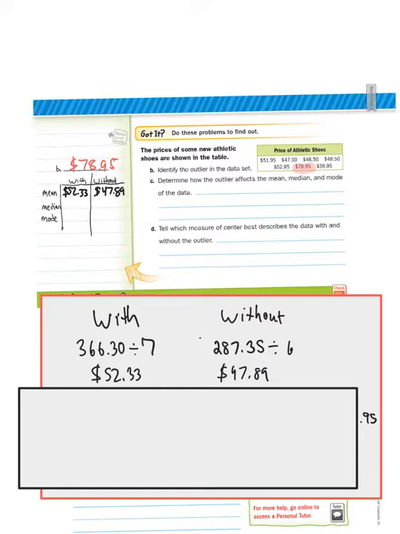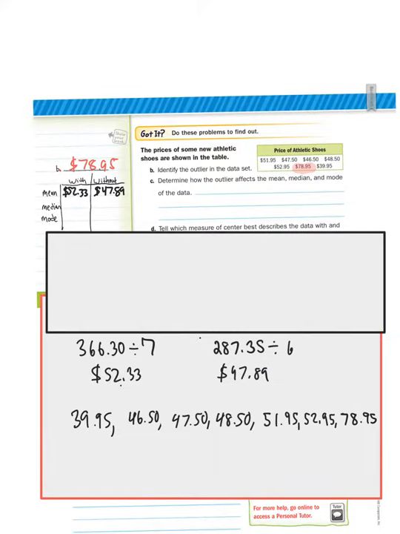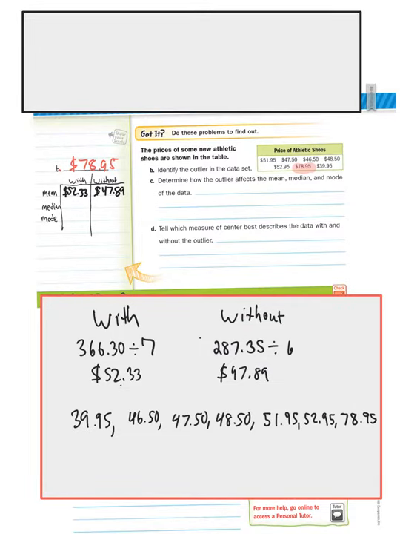Okay, now the next one is going to be median, finding the middle number. So I have all the 7 numbers in least to greatest order. So when I cross out little and big, there's going to be one in the middle. So when the outlier is there, 48.50 is the median.